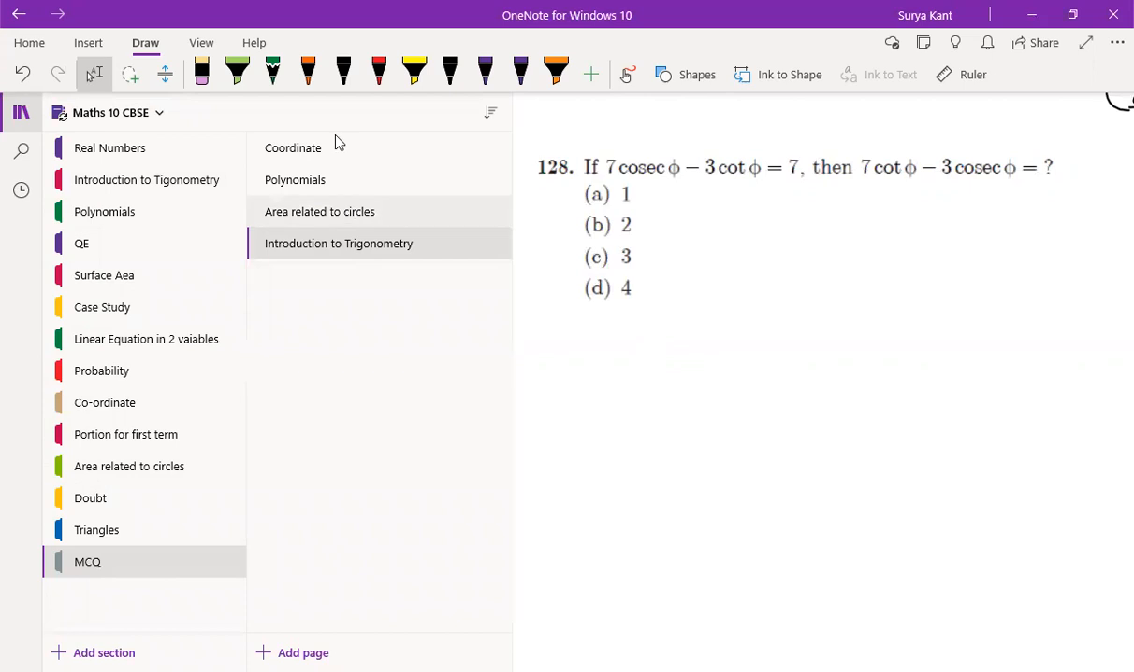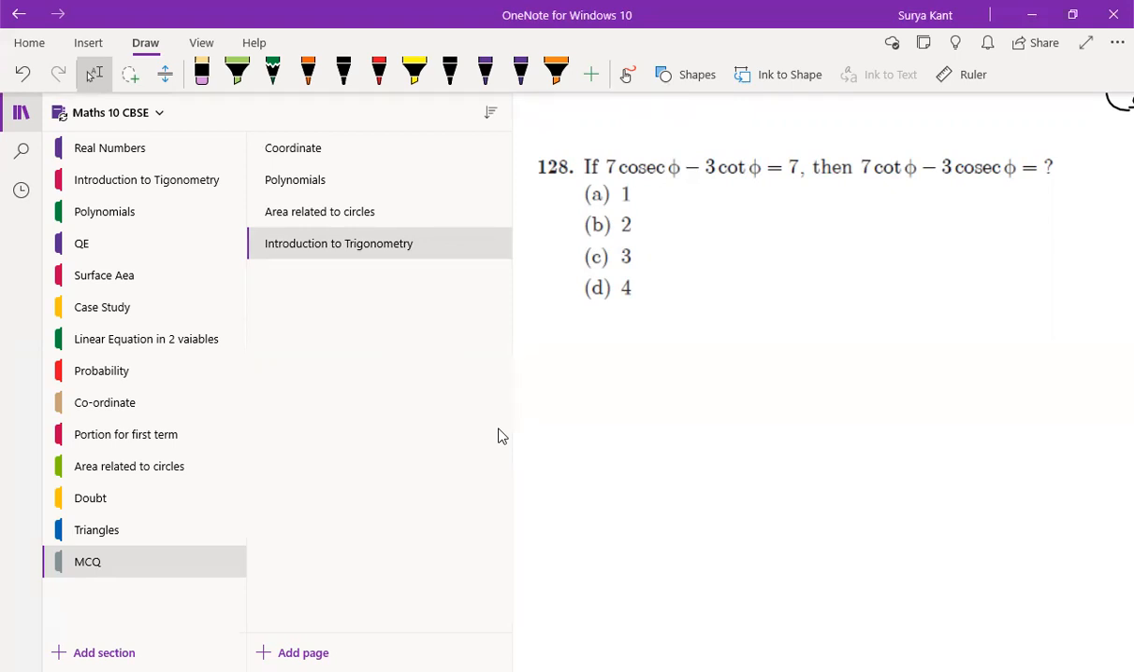See, this many questions we have done: coordinate geometry, polynomials, areas related to circles, introduction to trigonometry. Which part is pending over here? Quadratic equations? Real numbers are also done, right? Real numbers we have done, sir. Real numbers is the first chapter and it is already completed. I have also marked it. Let's see which part we should do now.